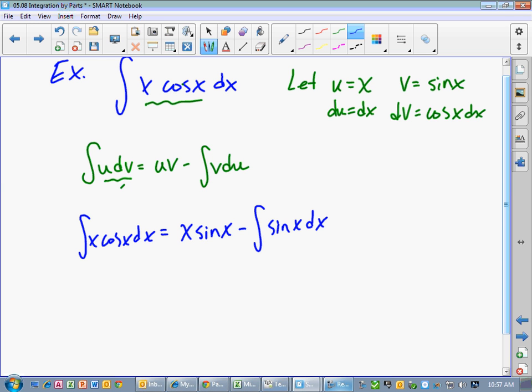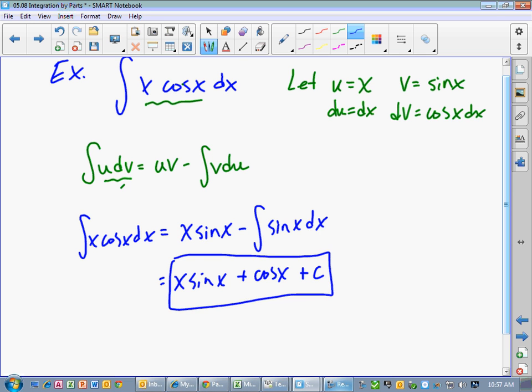Now notice what's happened here. Can we integrate sine of x? Sure. So we've got x sine of x minus, what's the integral of sine of x? Negative cosine x, so this becomes plus cosine of x plus c. And we've just integrated a previously unintegrable function. Something that we couldn't have done before. Now we can integrate.